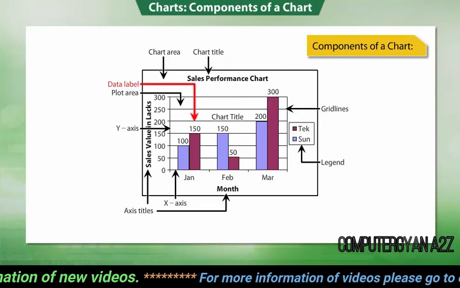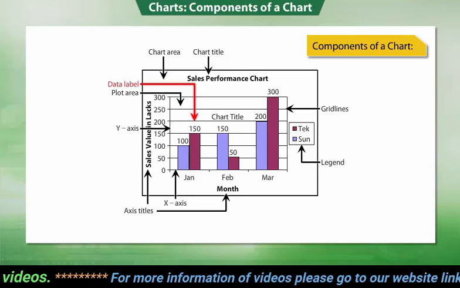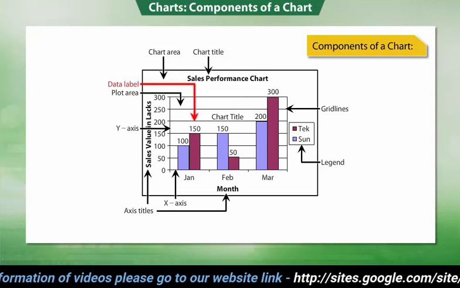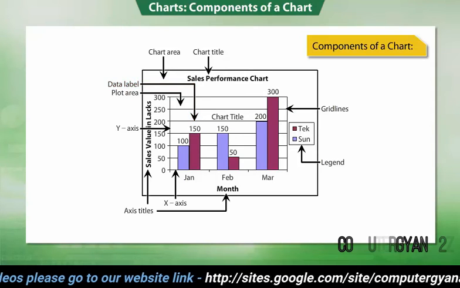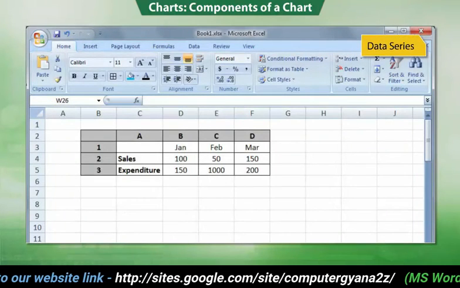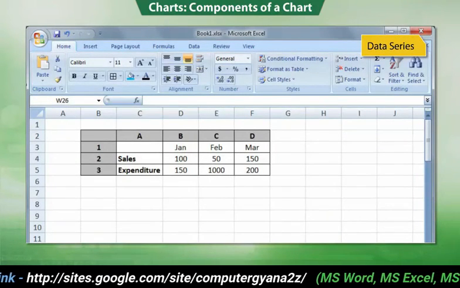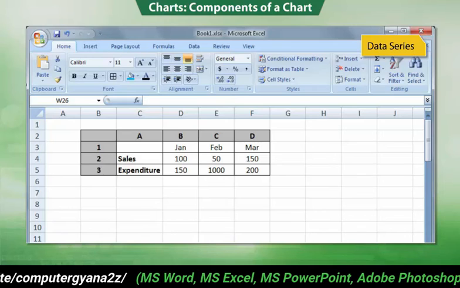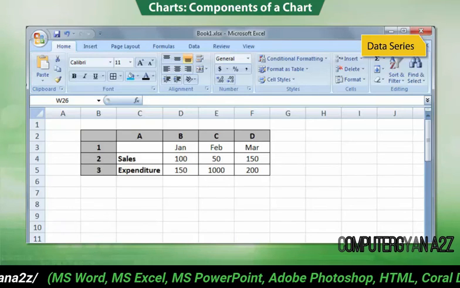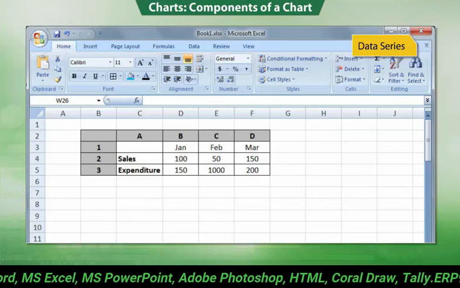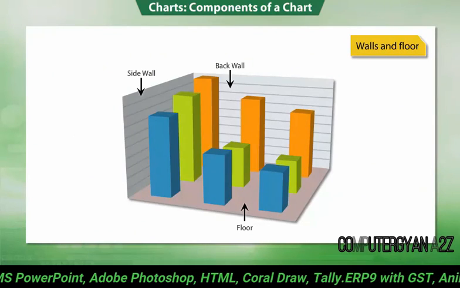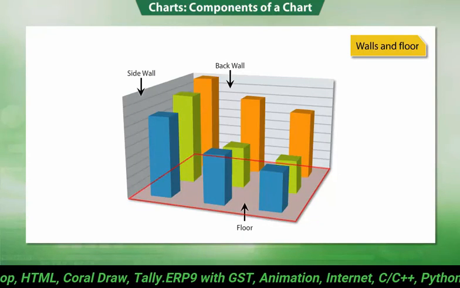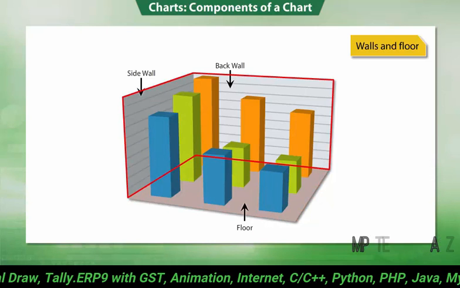Data label. Data label is some piece of text which is written near data point to highlight some aspect of it. Data series. Data series is a collection of related values that are plotted on a chart. For example, the table on the left consists of two data series: walls and floor. The base area in the 3D chart is known as floor and the vertical area are known as walls.